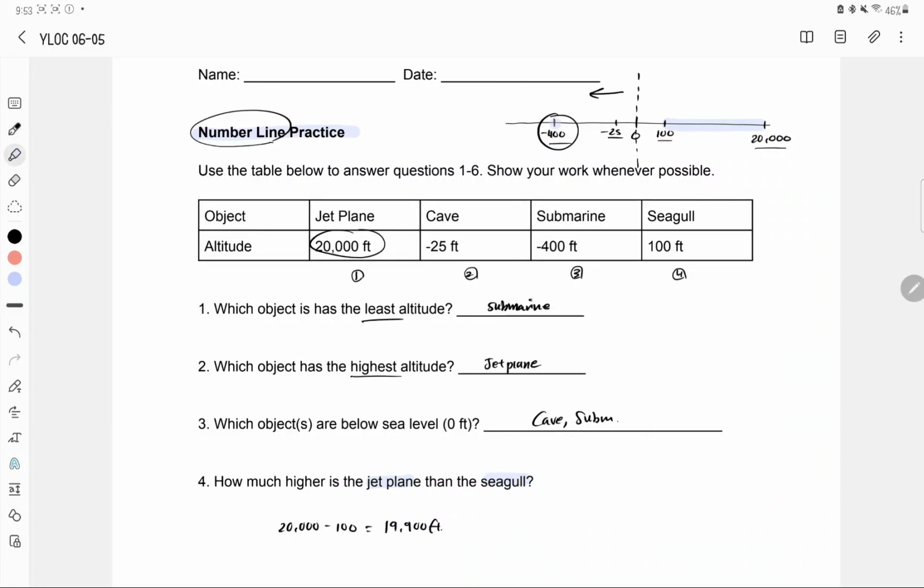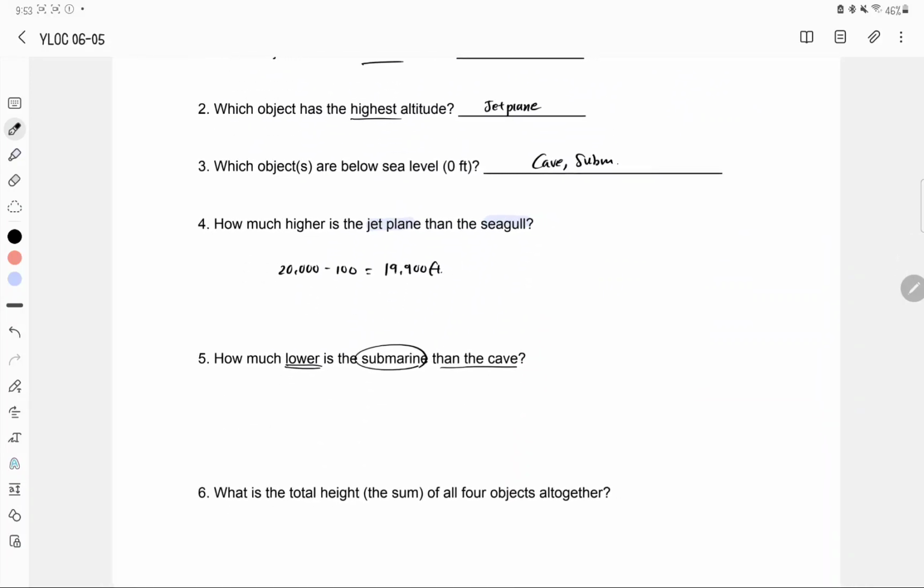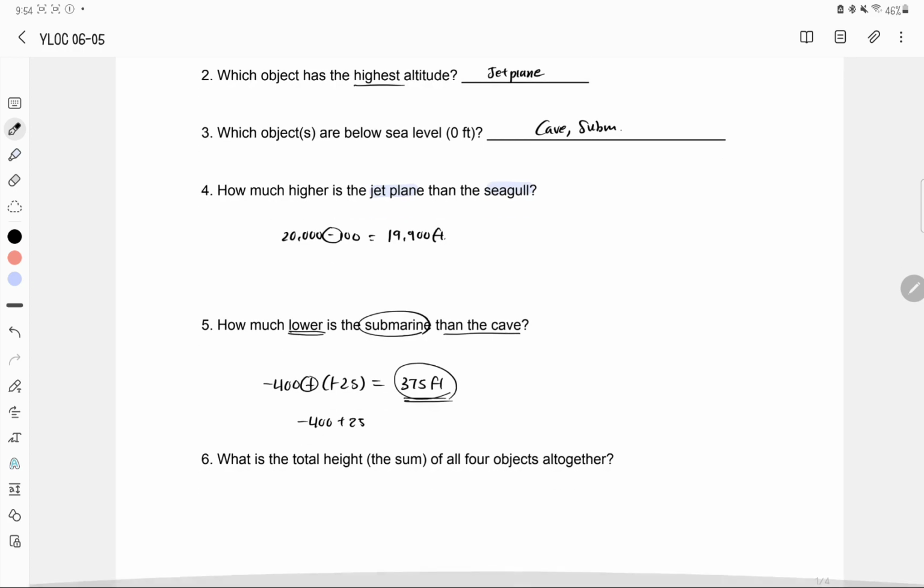And how much lower is the submarine than the cave? The question is asking to find the distance over here. And we know it's 400 minus, because we have to subtract, like we did on number 4, and 25. You know how 2 negatives make a positive, so it's actually -400 plus 25, which is 375 feet. And when you're comparing how much lower or how much higher, you don't put negative.